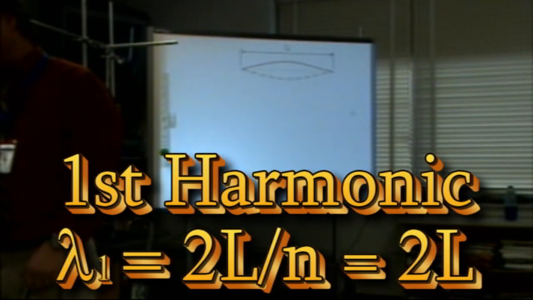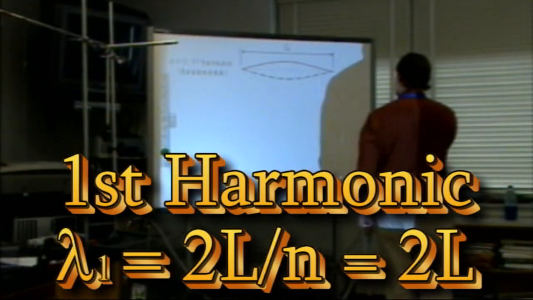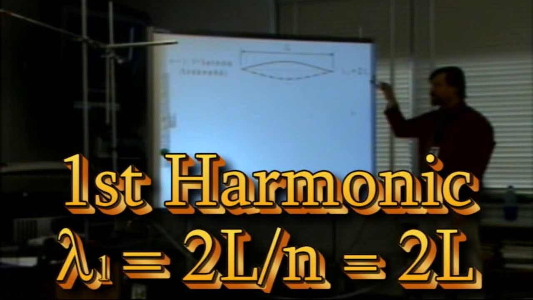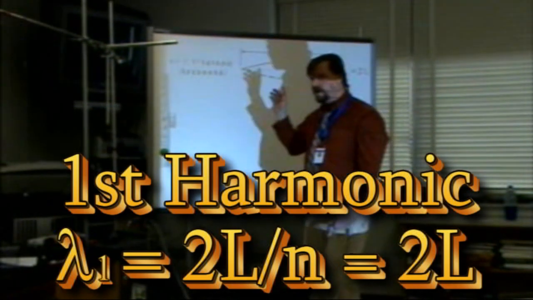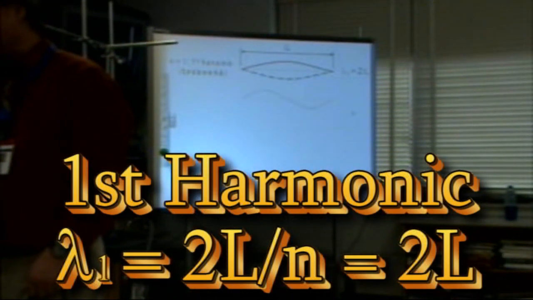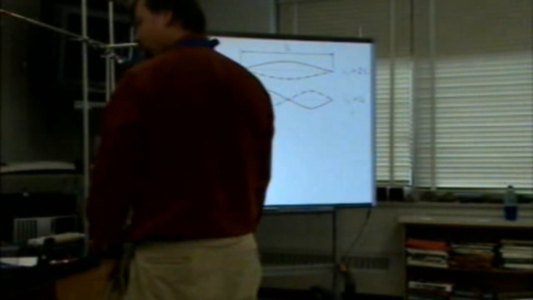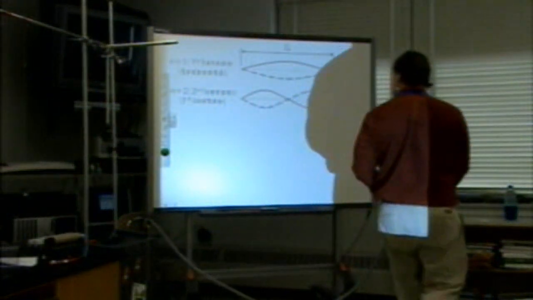All right? And it's half the wavelength, or 2 times the length between me and the pole gives you the wavelength, lambda, of the first harmonic. And n is the number of antinodes. There's one antinode present. So that's what n represents. So now there's 2 antinodes. This is the second harmonic.